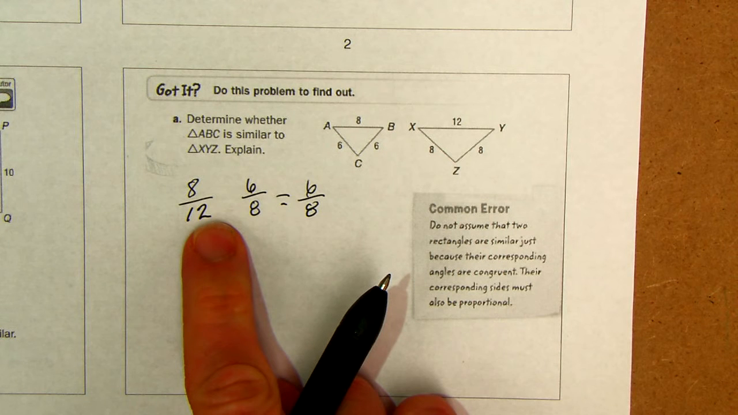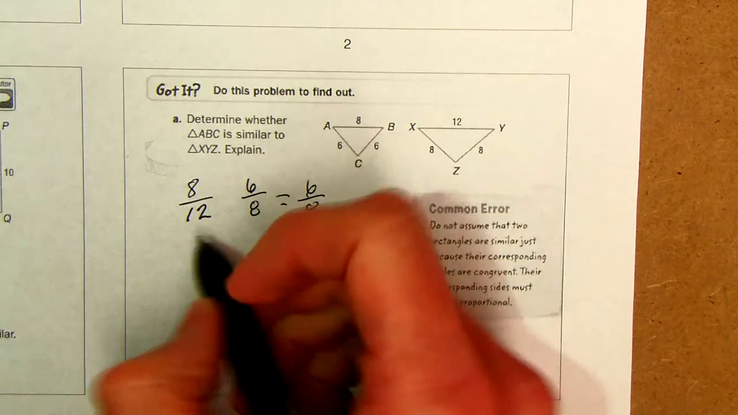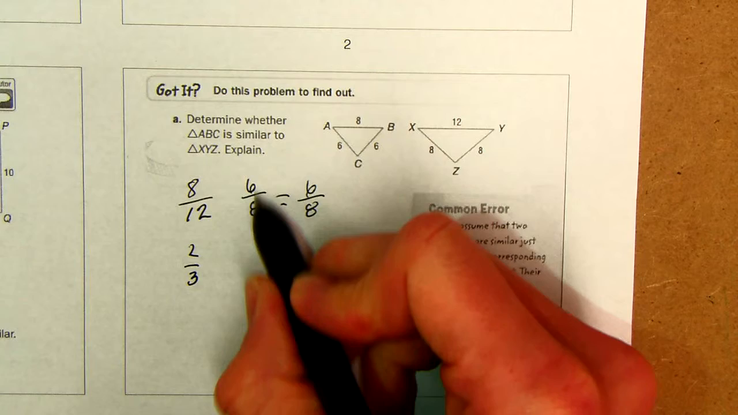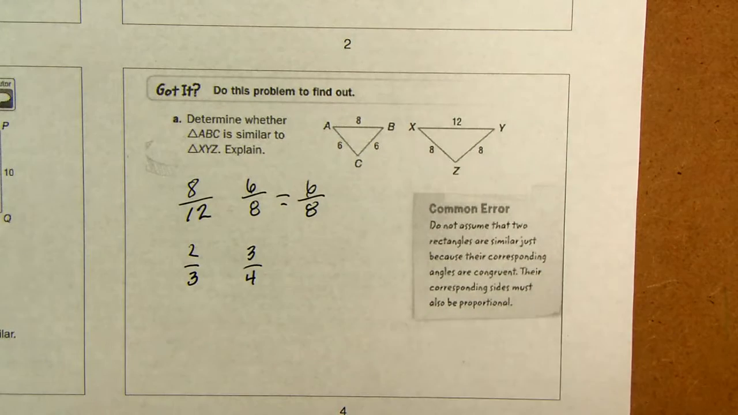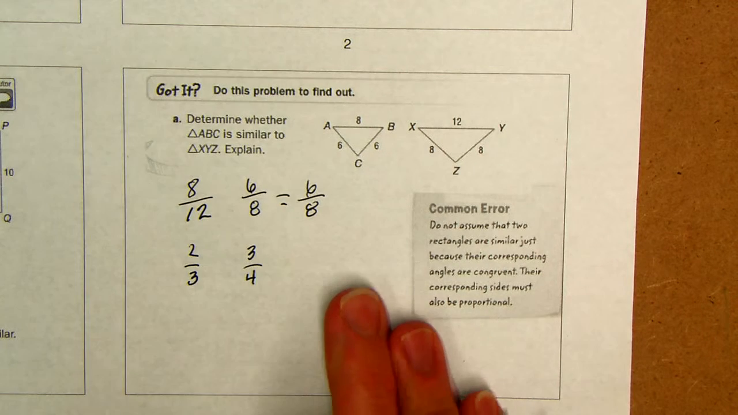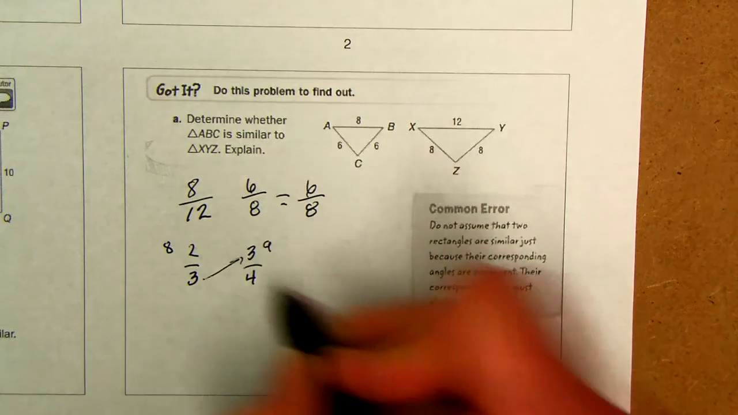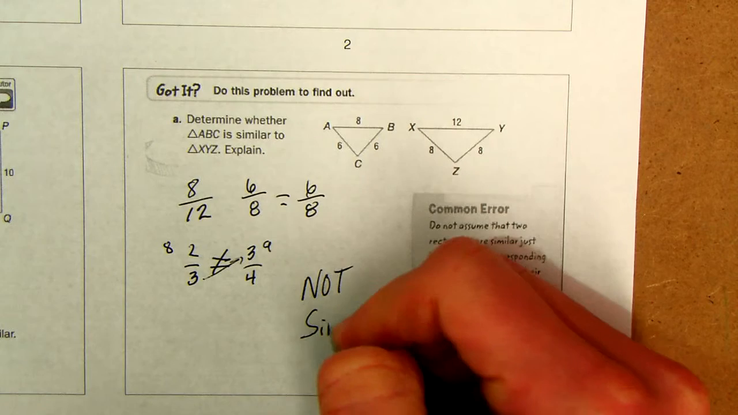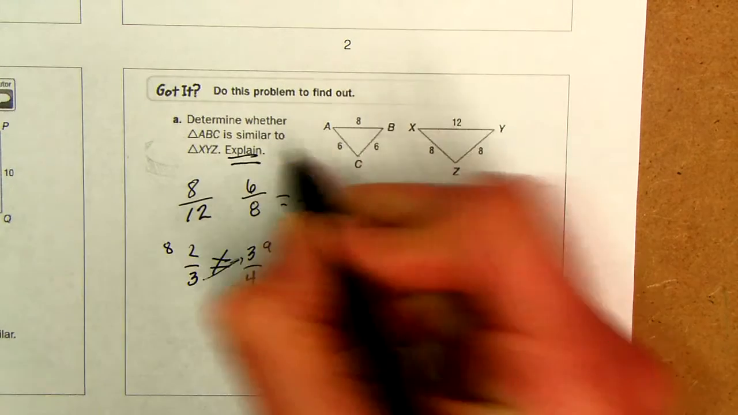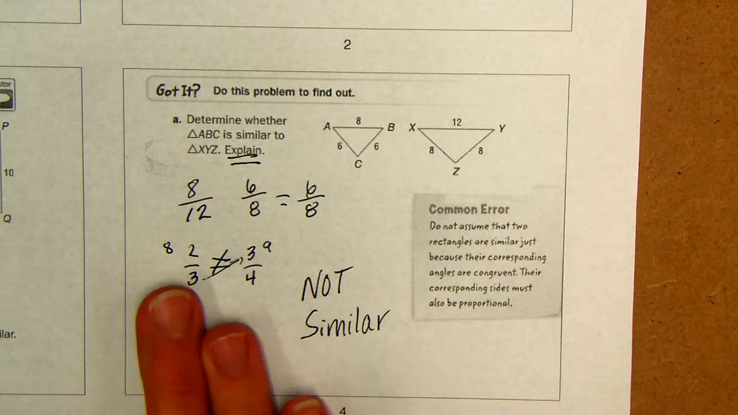Now you could just reduce them. Like I know, for example, 4 goes into this one 2 times over 3, and 2 goes into this one 3 times over 4. And if you're still not sure whether they're equal or not, cross products. 3 times 3 is 9. 4 times 2 is 8. And they are not congruent, so they are not similar. And again, I know it says explain, but this work is enough for my explanation. That's what that means. You're showing me that the ratios are not equal. All right? So not similar.